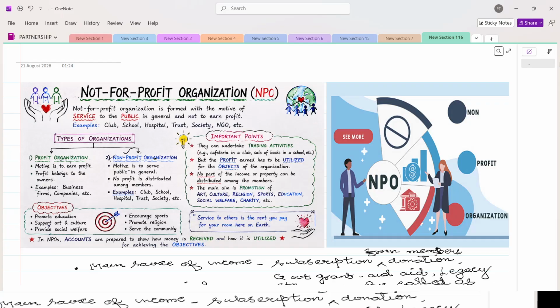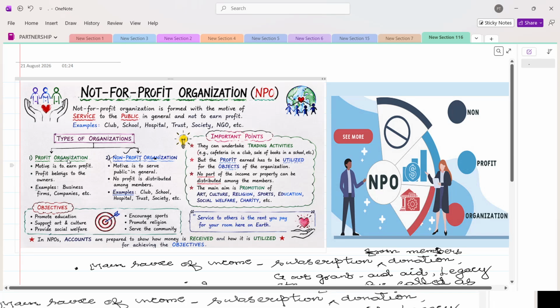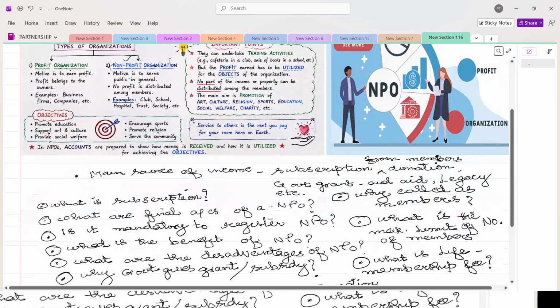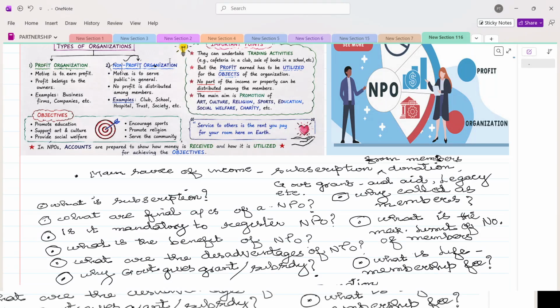Okay. Now, if you have to run a not-for-profit organization, you need money. In case of a sole proprietorship, the proprietor would bring the required amount of cash or goods. But here, what is the main source of income? The main source of income is subscription from members. We will learn what is subscription and donation, what are the types of donation, government grant and aid, why the government is giving a grant, and legacy. What is a legacy, we will be learning. So the main sources of income are subscription from members, donation, government grants and aid, and legacy.